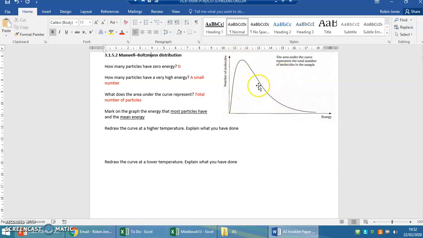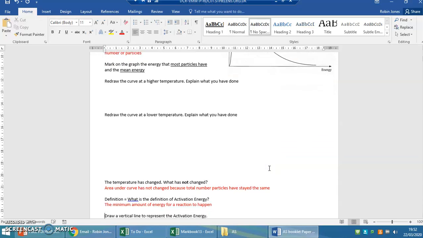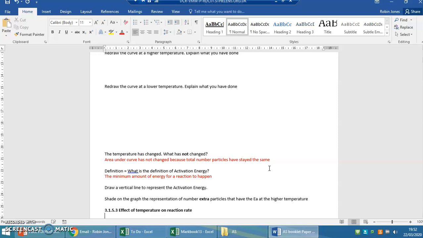And you should have three curves now. So you should have one at a high temperature, one at a lower temperature, and the original one. Put a line in the same place on each of the three curves around about here. So about 3/4 of the way along the x-axis. Shade on the graph the representation of the extra particles that have the activation energy at the higher temperature.